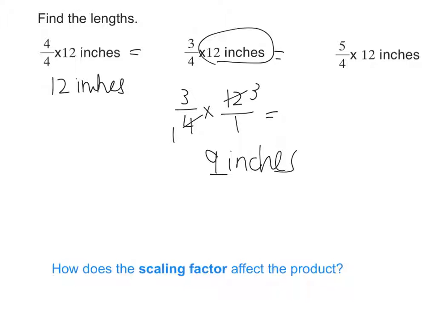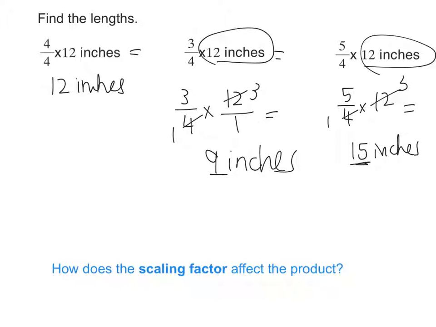So let's find out if we're right. 5/4 times 12, again, we can cancel this out, right? It's going to be how many inches? 15 inches. Were we correct in that our product was more than our original 12 inches? Yeah. So I'm going to show you what these three problems, 4/4 times 12 inches, 3/4 times 12 inches, 5/4 times 12 inches, what do they all have in common?